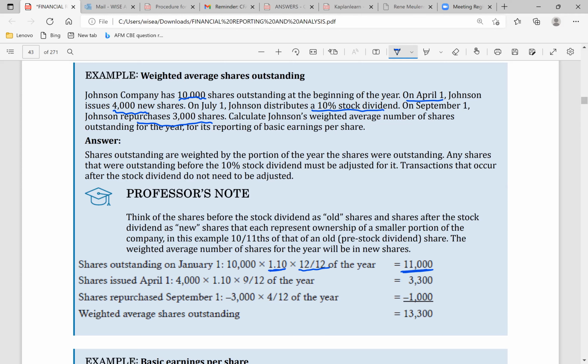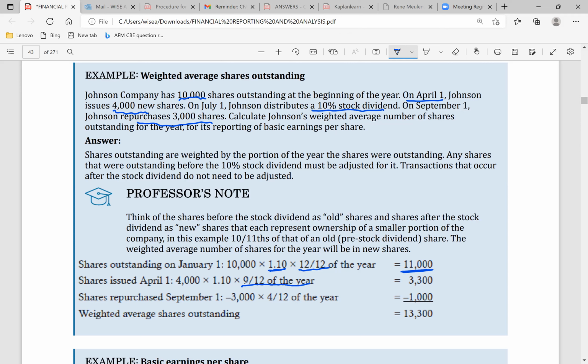Then the shares issued as at 1st April will also enjoy the stock dividend. That means they will also gain additional shares because of dividends being paid in the form of shares. But that will be outstanding for only part of the year, because it was issued in April. So we look at the number of months it is outstanding.